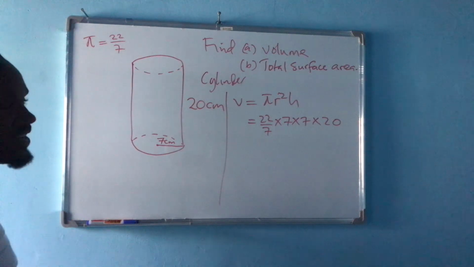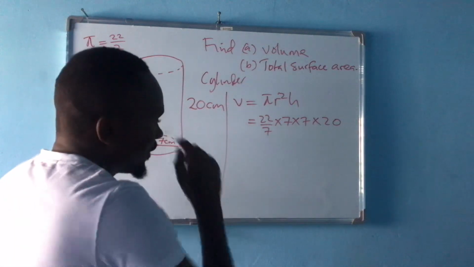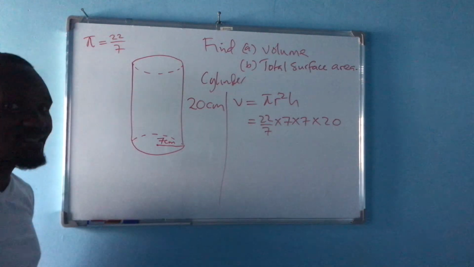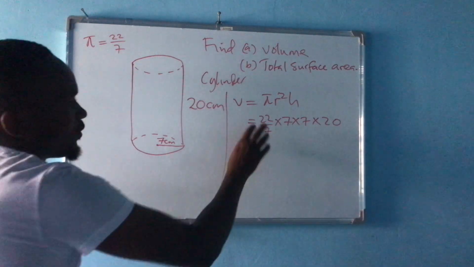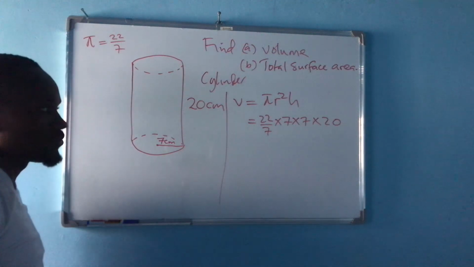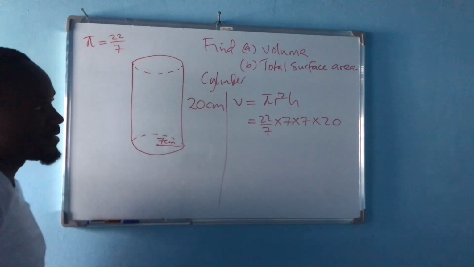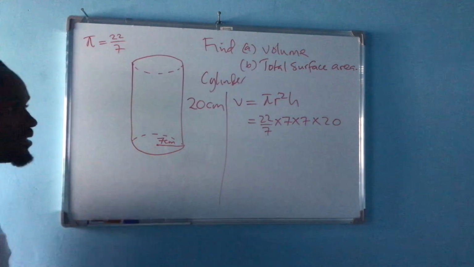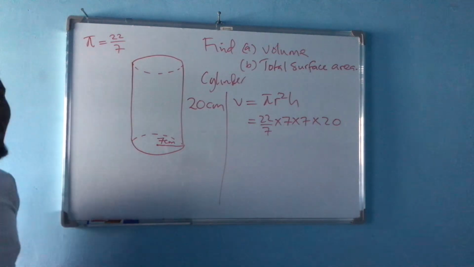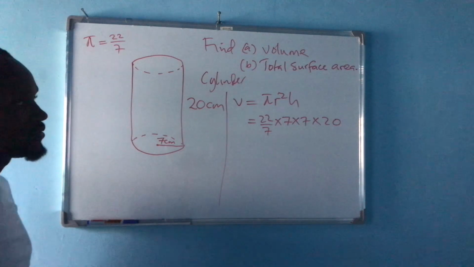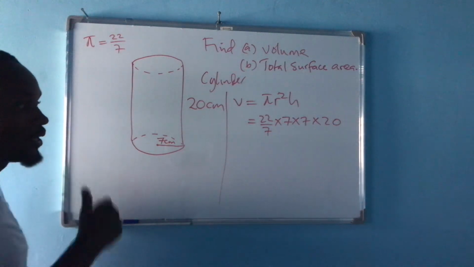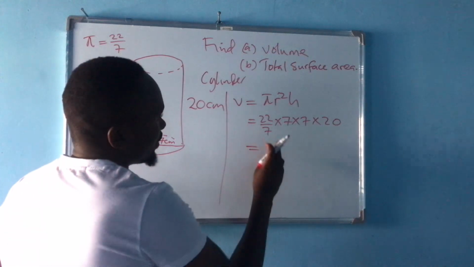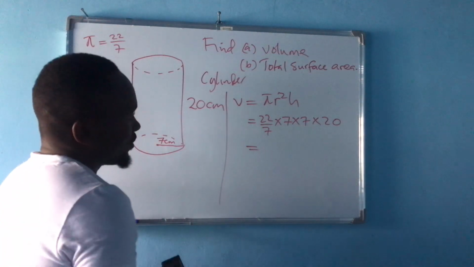What is remaining now is just simplifying this. The most important thing that you need to take note of is to be able to recall the formula. Once that is done, what remains is just simplifying, because you'll be able to substitute the value of pi where there is pi. Sometimes they can tell you to use 3.142 instead of 22/7, so you need to follow what they have said.